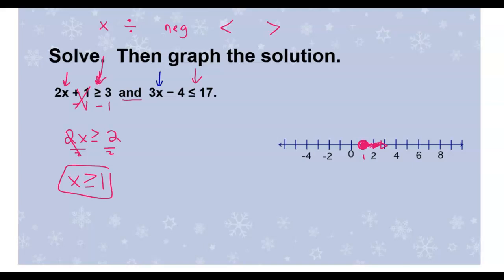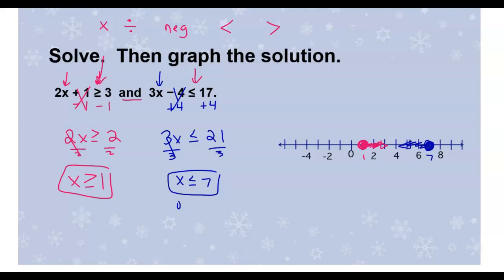Solving for x, I need to undo multiplying by 3 and subtracting 4. So I'm going to undo subtracting with addition, and undo multiplication with division. So I also need all the values that are less than or equal to 7. Well, there's my 7, closed circle. I need all the values that are smaller than 7, because that would make it true.